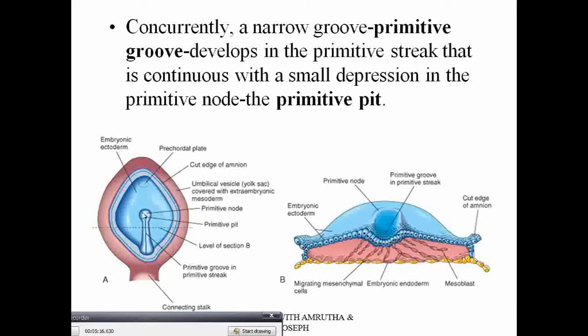At the same time we have the primitive node, there is a depression in the primitive node, that is called the primitive pit. So initially a primitive streak appears, which are elevations, and the primitive node appears. Later the primitive groove appears in the primitive streak. It continues with the primitive pit that is seen on the primitive node. So the primitive node can be seen. This is the cranial end.